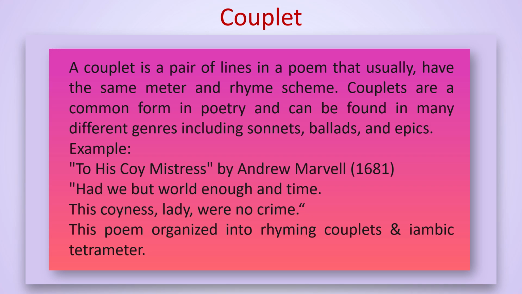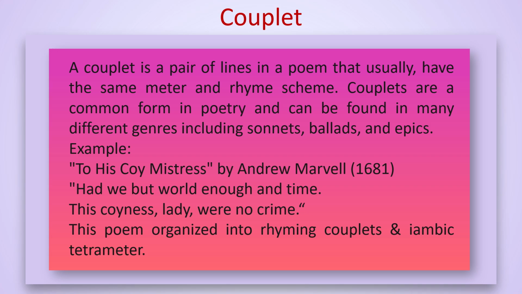Next one is couplet. A couplet is made up of 2 lines that usually rhyme and share the rhythm or meter, and it's mainly seen that it's an iambic meter. They are commonly found in many poetic forms, including sonnets, ballads, and epics.